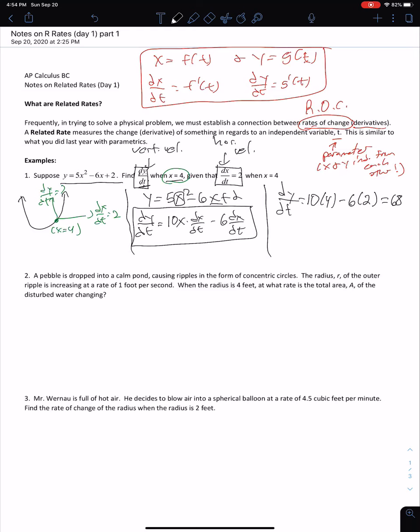Whoops, because I forgot my 2 here too. Right answer, sorry, my son distracted me there. So we got the x, which was 4, and the dx/dt, which was 2. I forgot to tack on my dx/dt. The answer is still 68.